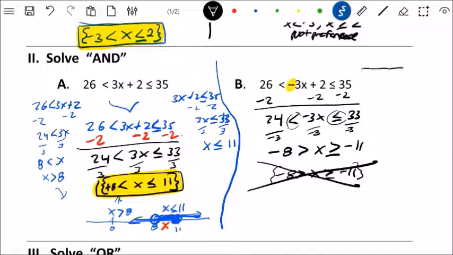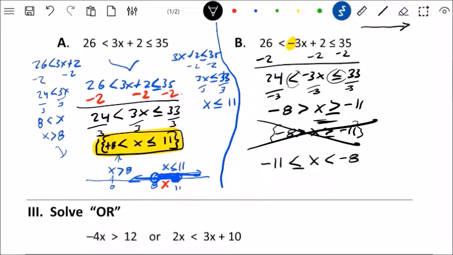In our culture we go from left to right, either for reading things or for things getting larger. Over here, things are getting smaller. So what you need to do is switch the order of them, and keep the relationship between the number and the x exactly the same. So x is greater than or equal to negative 11, which we had over here, and it's also less than or equal to negative 8.